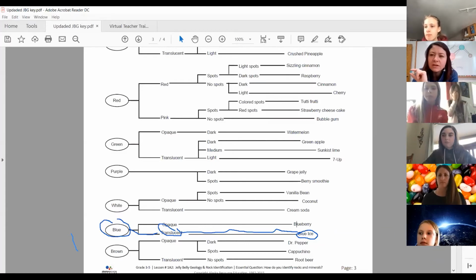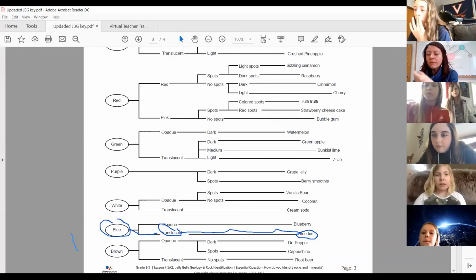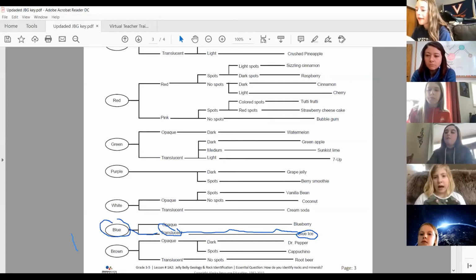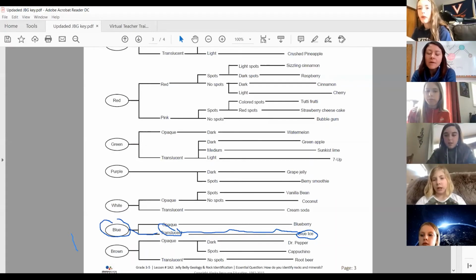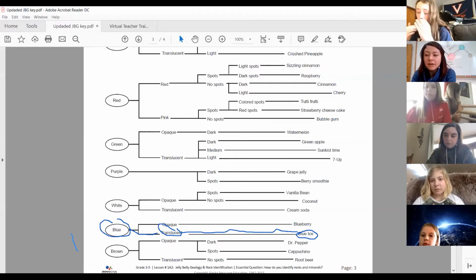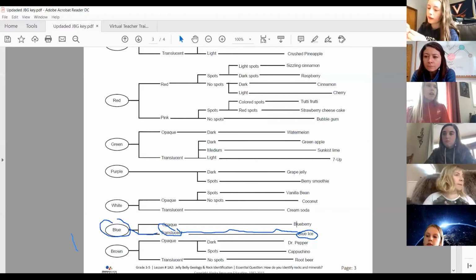Let's see. Anyone who did not have our jelly beans, Henley, are you able to, did you have a blue one that you tried? Yeah. What flavor do you think it was? Was it one of those or do you think it was different? I think it was blueberry. Okay. Anyone else with non-Jelly Belly jelly beans have a blue one? Okay.